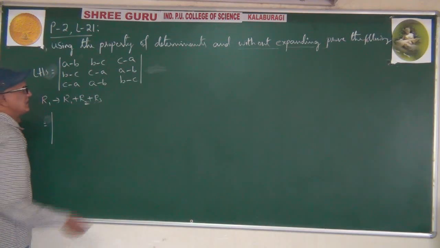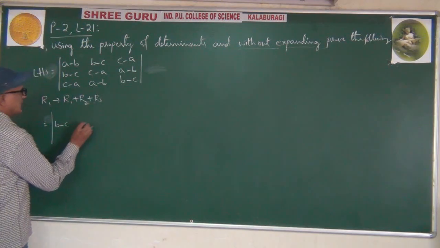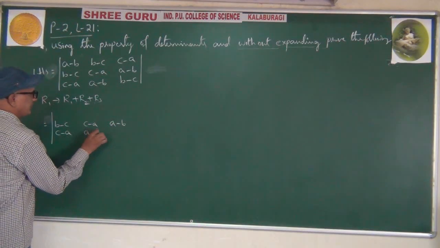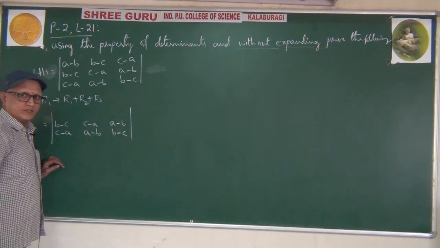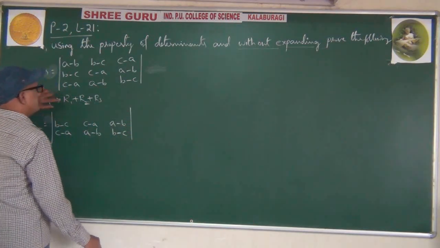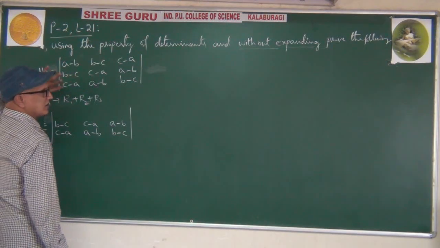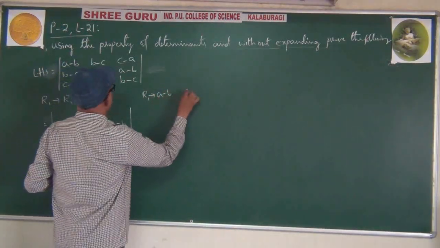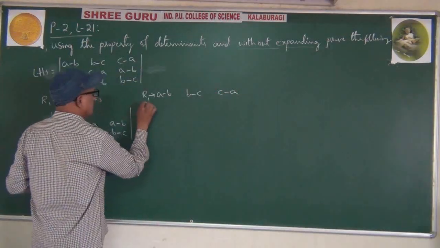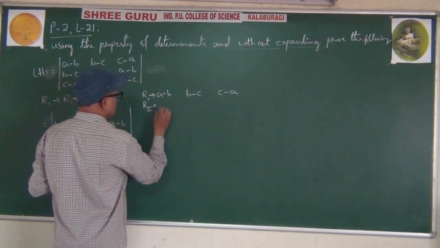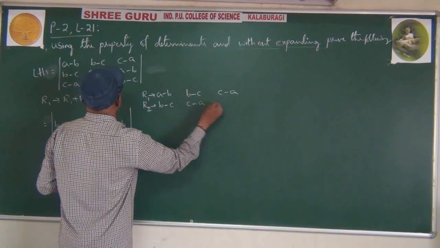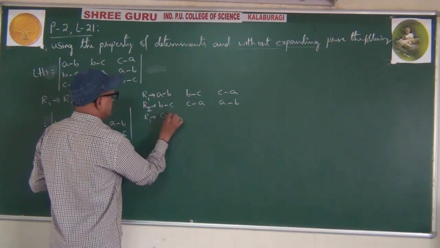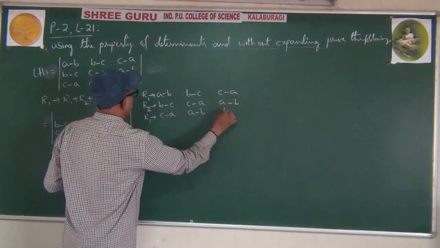R1, first row we are changing, so the second row will be as it is. Nothing happened to the second row. Nothing happened to the third row. Now the first row we are changing. How? R1 plus R2 plus R3. What are the elements in R1? A minus B, B minus C, C minus A. R2? B minus C, C minus A, A minus B. R3? C minus A, A minus B, B minus C.